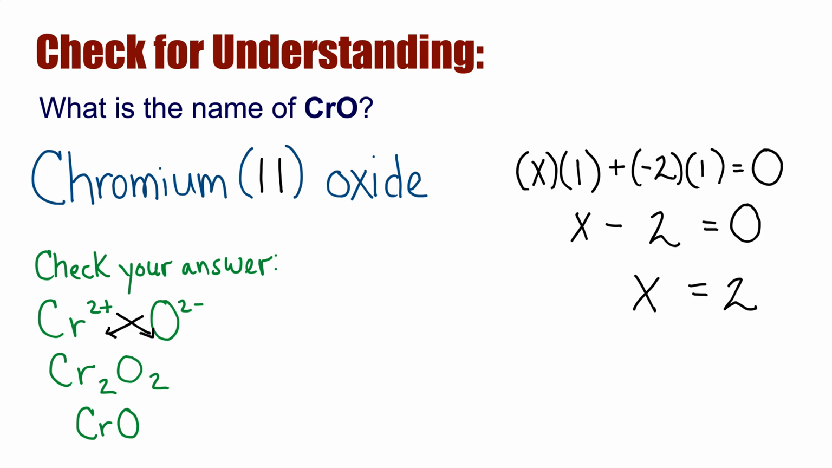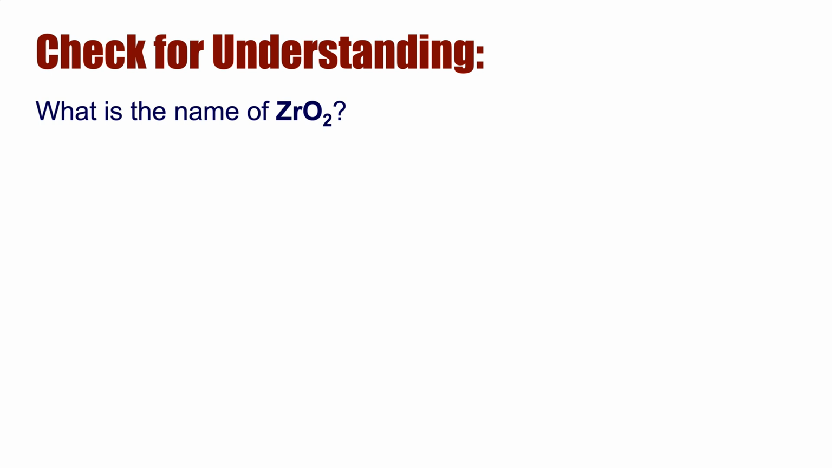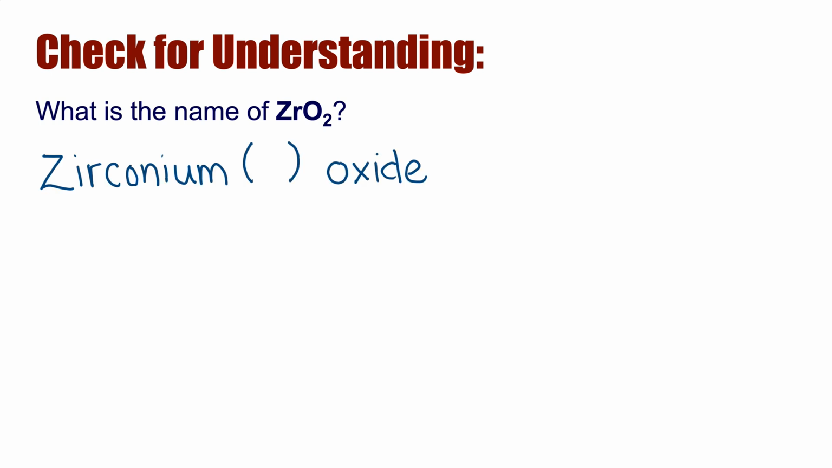Next one, what is the name of ZrO2? Zirconium is a metal. It has more than one possible charge, so I know I'm going to need to indicate what specific version of zirconium is in this ionic compound. And oxygen is going to become oxide, so I have this kind of written down so far. Now I need to figure out what Roman numeral gets placed inside of those parentheses.